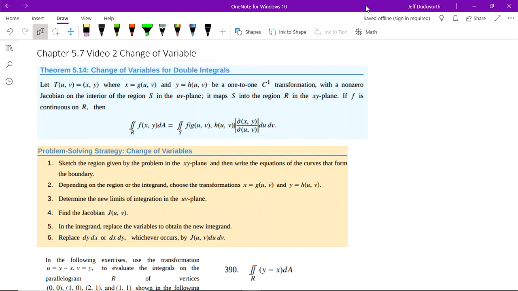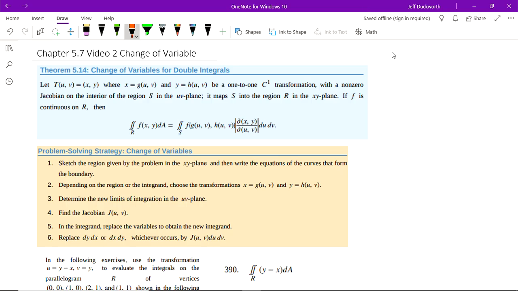So now we're going to go into changing the variable for a two-variable function. You've already changed the variable in integration before. U substitution is what that would be.